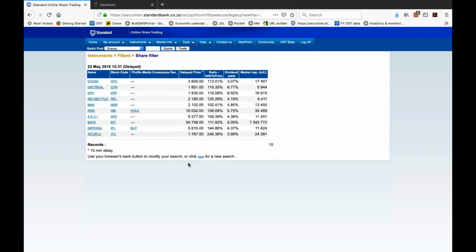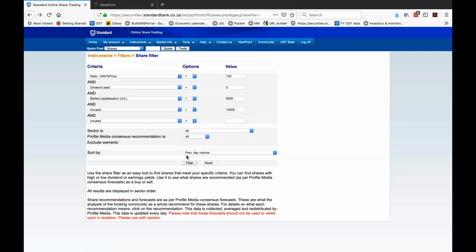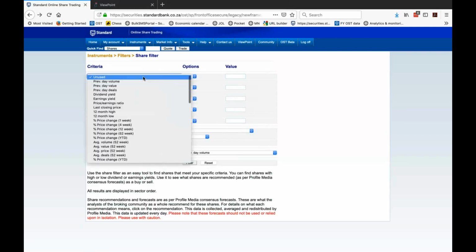Now we've got a couple more. Into Imperial, British American Tobacco comes up. Now is a larger selection to look for. You're looking for growth stocks, for example. So what would indicate a growth stock?